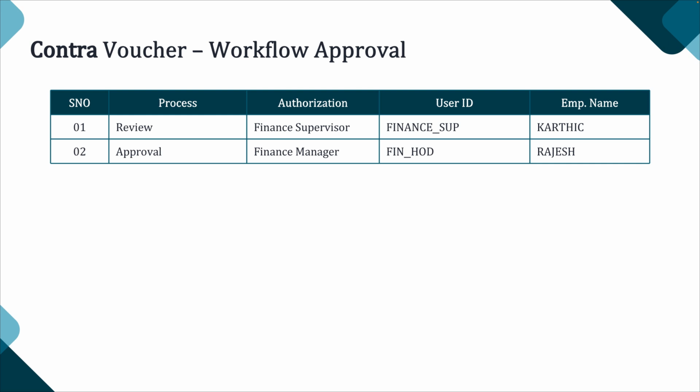This slide illustrates the contra voucher workflow approval process, which consists of a two-level review and approval. First and foremost, the entries made by the creator will be forwarded to the supervisor. The supervisor will review it and then forward it to the manager, who will take action to approve. The manager will review and approve the document. This is the workflow process.